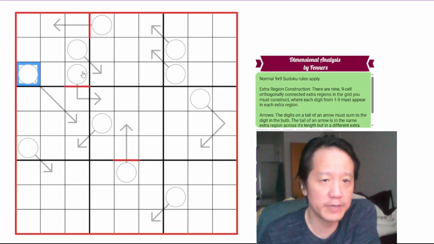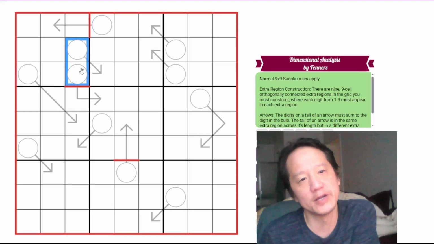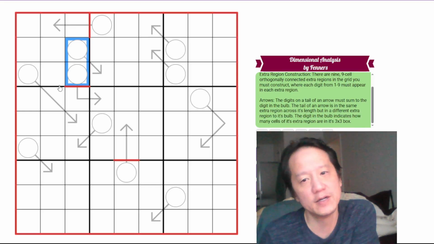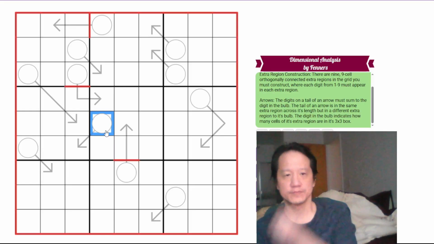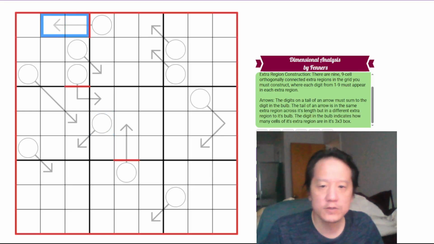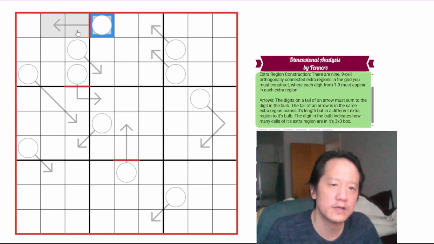These all cannot be the same region, right? Because if they were the same region, they would have the same digit in these boxes, right? Same with these two. Same with those two there. So we're going to make this one light, and we're going to make this medium gray.